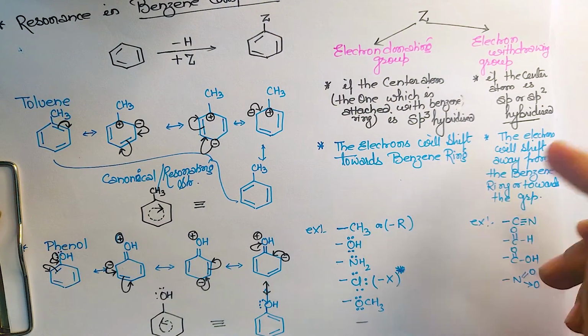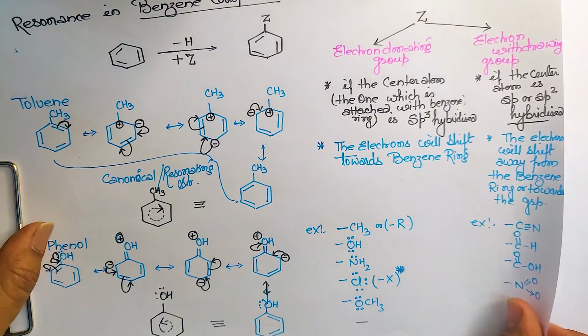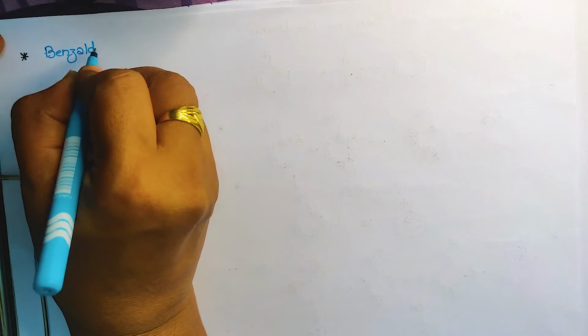Yes, sorry. So now let's do it with the electron withdrawing group. 2 examples with the electron withdrawing group. Okay. So the first example is benzaldehyde. Now you will ask me, what is this benzaldehyde? So the benzaldehyde structure is benzene with a CHO group: C double bond O and this H. Any doubt in this? This is called benzaldehyde, that you have to learn.